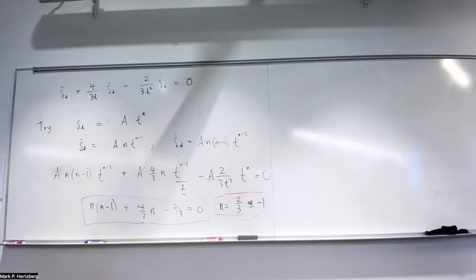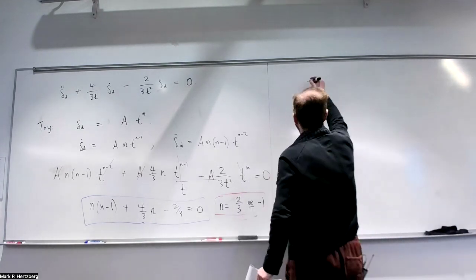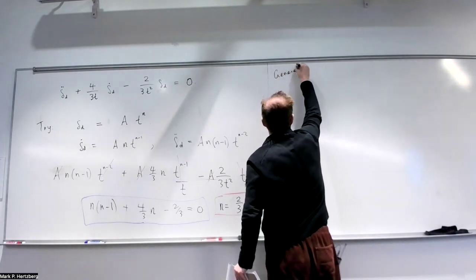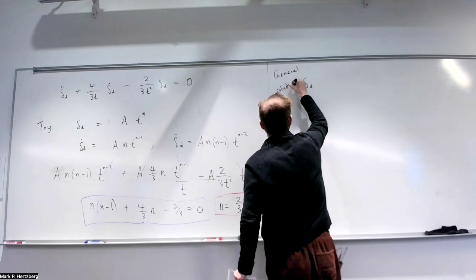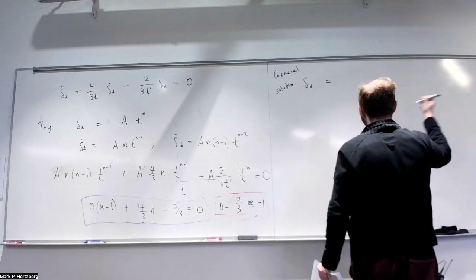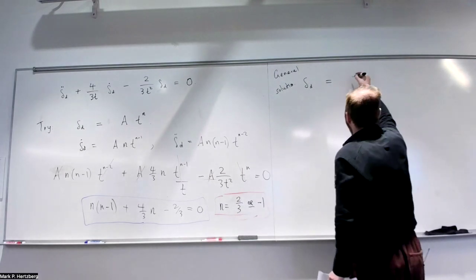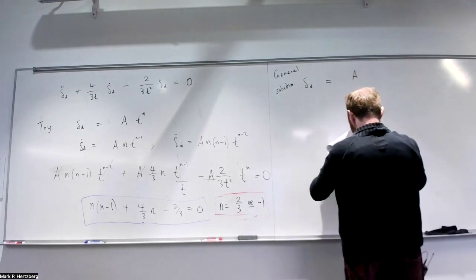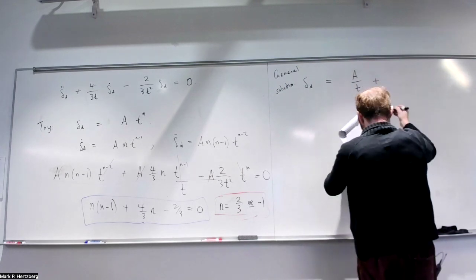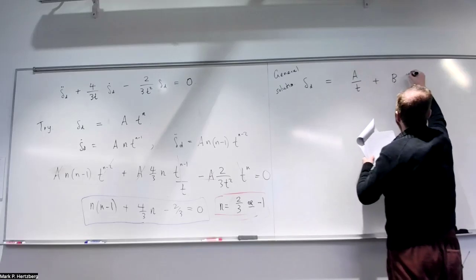But power law is pretty good. It's certainly a lot better than log growth. This is still significant, but it's not exponential. So our solution, I can write delta D, the general solution, using the A and B notation: A over t, let's say, plus B t to the 2/3.